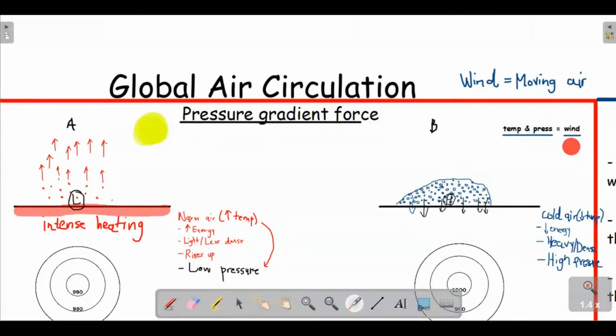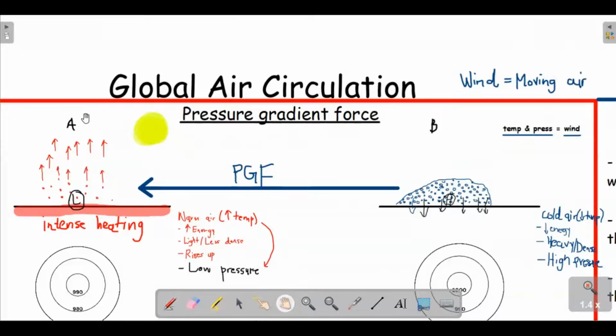It causes wind. Okay, so this will result in wind because now you're going to have this cold air at B moving towards A, and it is pushed by the pressure gradient force, right? It pushes the air from B to A.